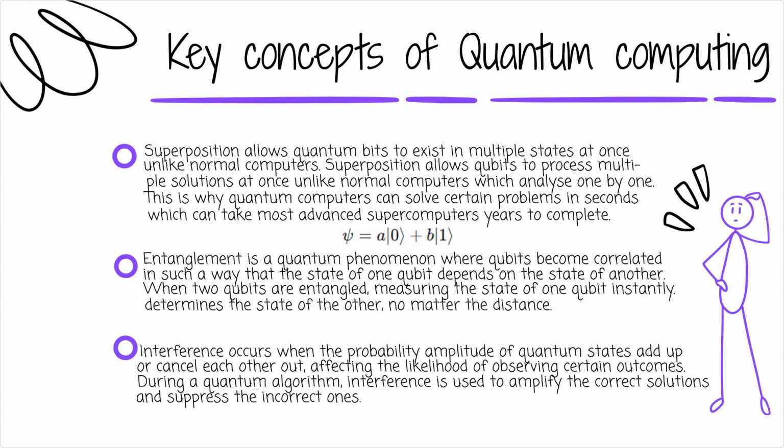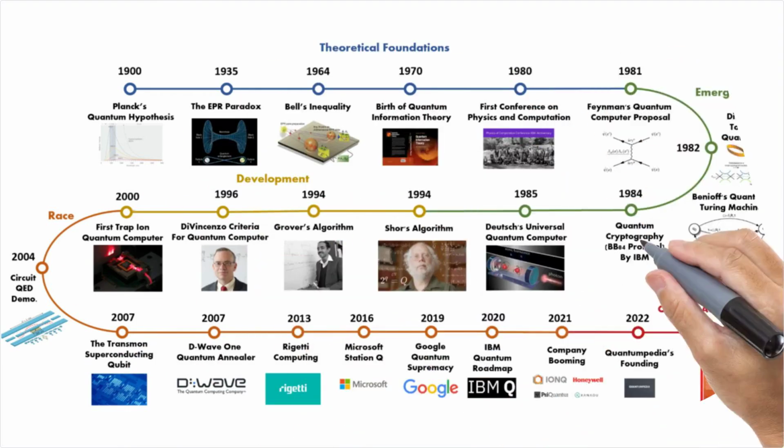So what's the summary of the key differences? Superposition: qubits exist in multiple states at once. Entanglement: qubits become linked and dependent. Interference: probability amplitudes add or cancel. These are the foundation of quantum computing, and it's really important to know about these. Now we will look at a brief history.